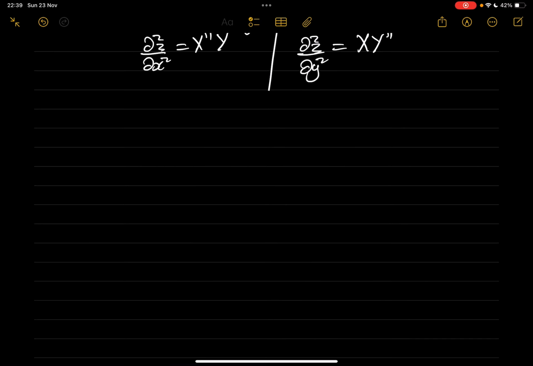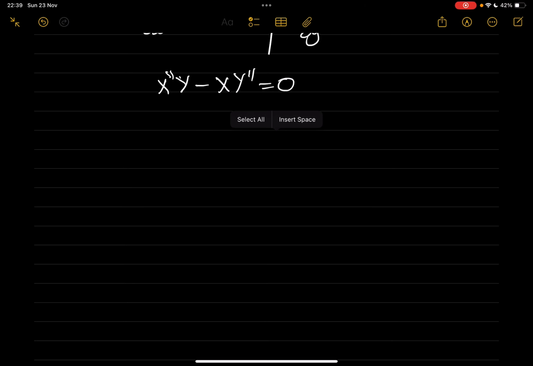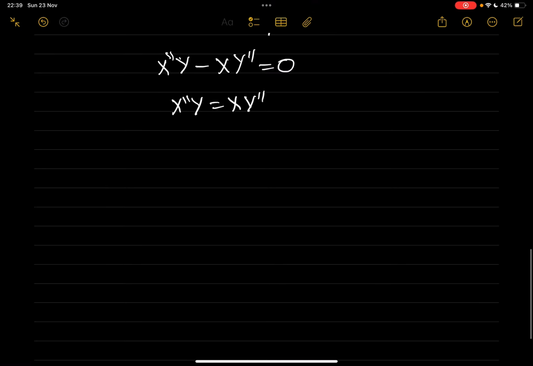So we are going to have X double prime Y minus X Y double prime is equal to 0. You can take one term to the other side, so X double prime Y equals X Y double prime. From here, you just collect like terms: x variables on one side, y variables on the other side, keeping the derivative of the highest order as the numerator. So you're going to have X double prime over X is equal to Y double prime over Y.